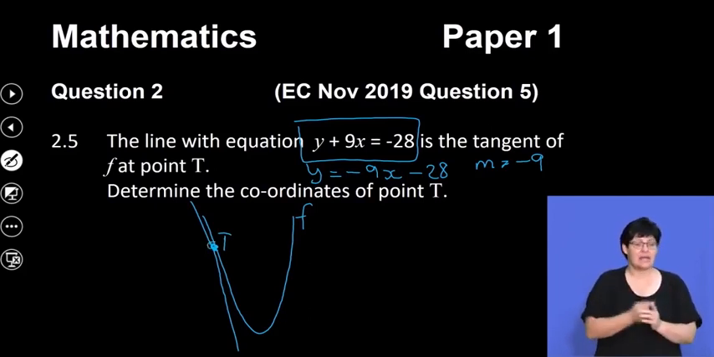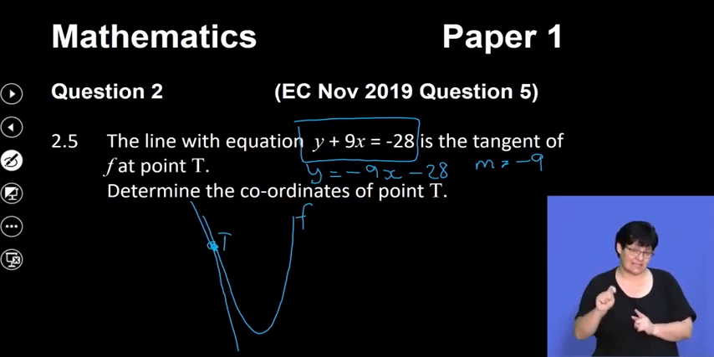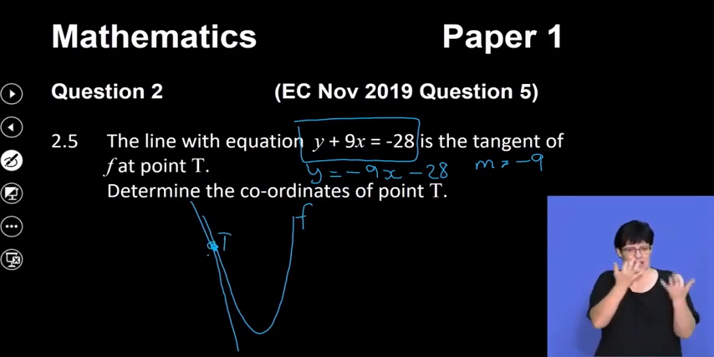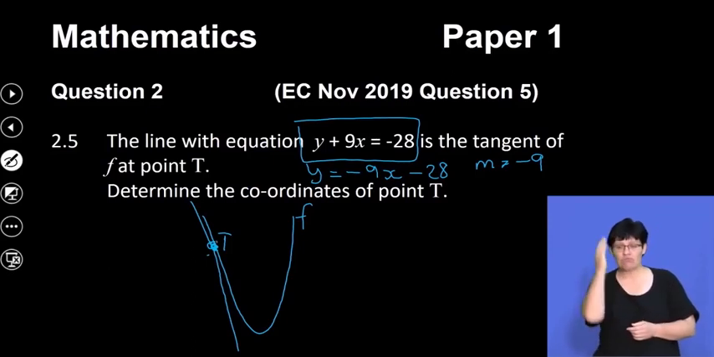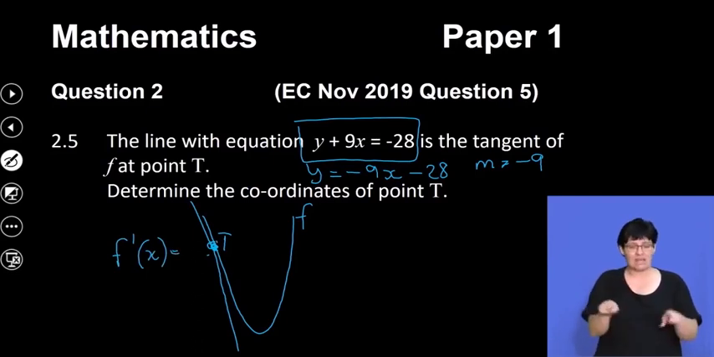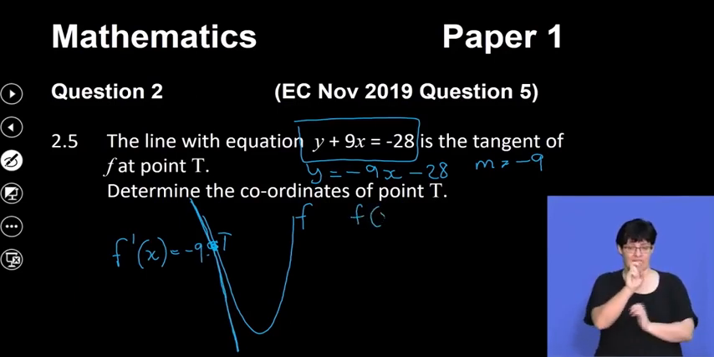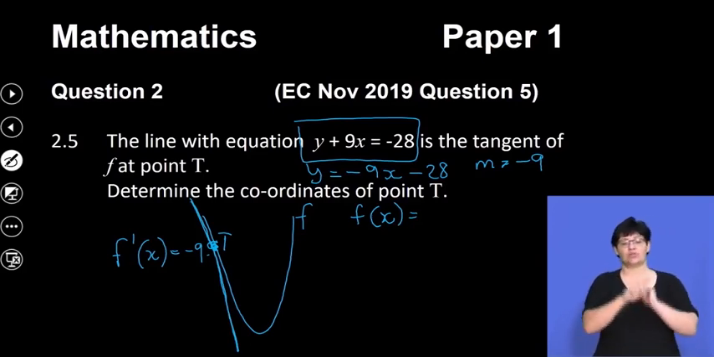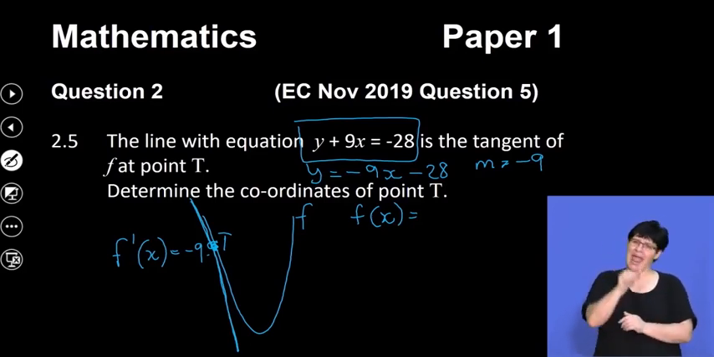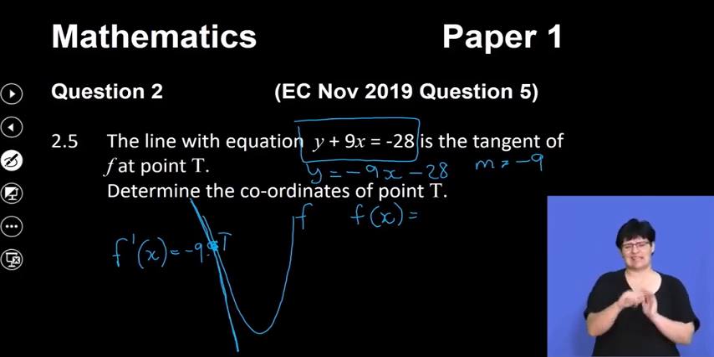So if we can find the gradient of f at that point by using some calculus, by doing some differentiation, we know that the derivative of f must be equal to the gradient of the tangent at that same point. So it must be equal to negative 9. Okay, so we now know that f of x, because we know a, b, and c. And the great thing about the way that they asked the last question is that even if you couldn't quite show that a was 2, b was 3, and c was negative 10, you're allowed to use those values now to get the correct function.